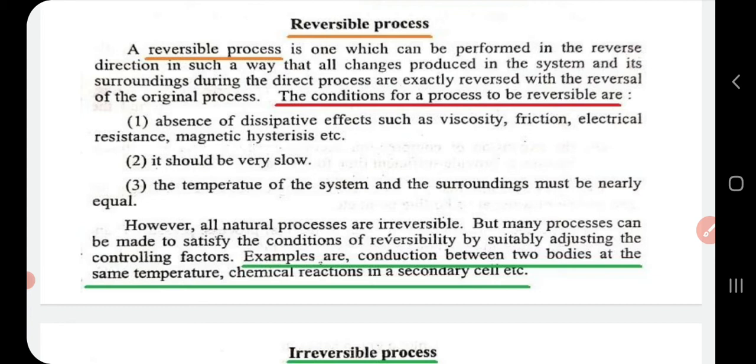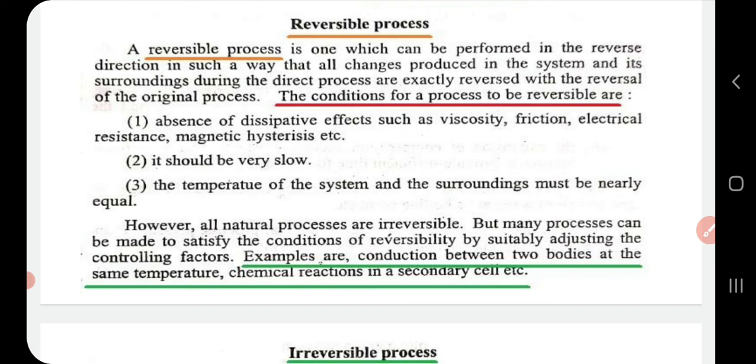Now, the three conditions for a process to be reversible are: absence of dissipative effects such as viscosity, friction, electrical resistance, magnetic hysteresis, etc. It should be very slow. Then the temperature of system and surroundings must be nearly equal. So almost all natural processes are irreversible. However, many processes can be made to satisfy the conditions of reversibility by adjusting the controlling factors.